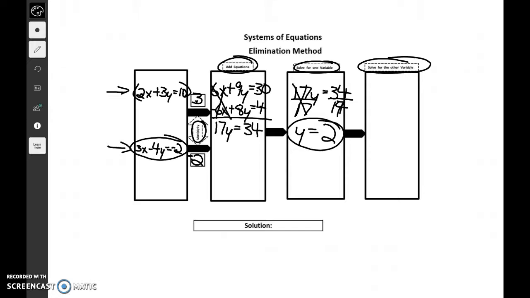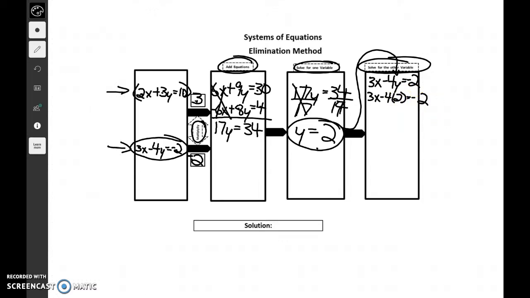In that one, I had 3x minus 4y is equal to negative 2. Now, going back to what I already know, I know that y is equal to 2. So I'm going to come over here to the y and substitute in the number 2 for y. So this is going to be 3x minus 4 times 2 equals negative 2.